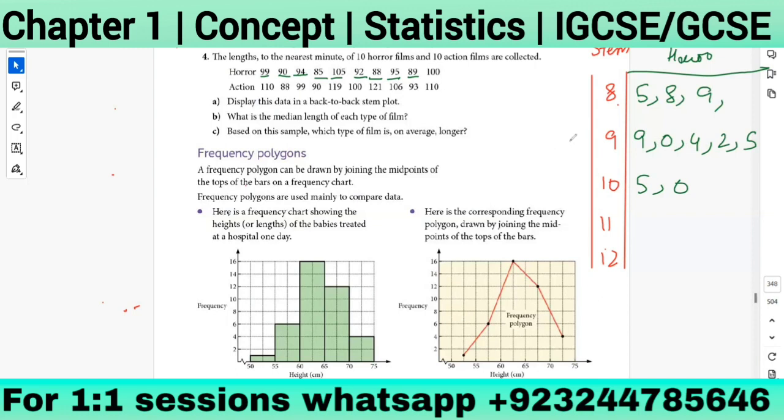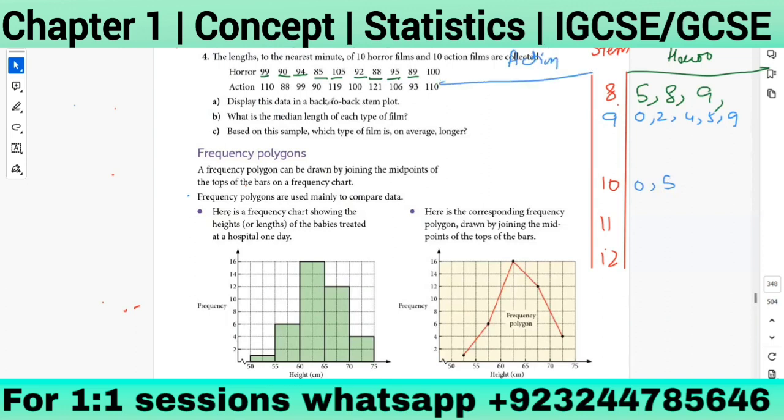And now, after writing the data, try to arrange it, because without arranging we cannot solve it. So basically the 9 is giving us 0, 2, 4, 5, and 9. This is the data we're getting for the number 9. So we can write 9 over here. For 10, it's 0 and 5. Okay. Now we're going to the action part.